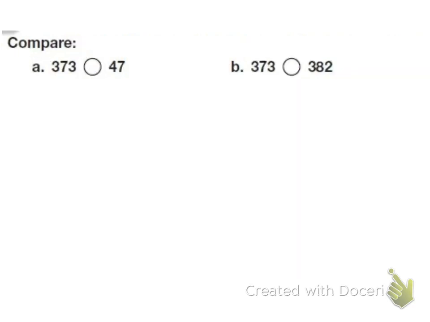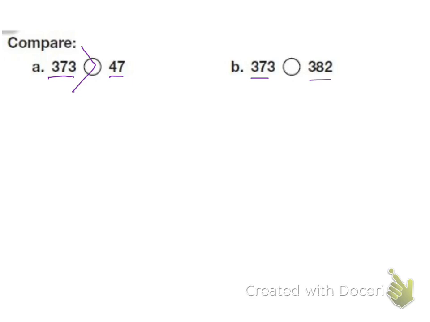Okay, so let's compare these numbers. When we compare whole numbers, we know the numbers with the most digits are greater than numbers with fewer digits. So since I have 3 digits here and only 2 here, I know that 373 is bigger.